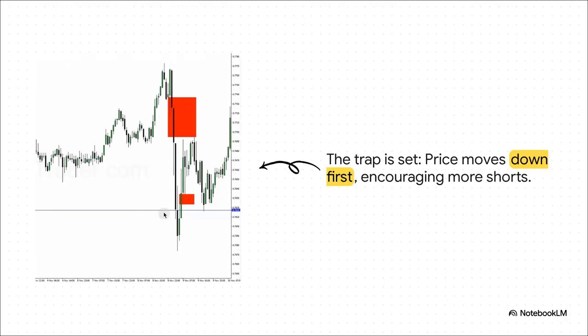Now watch what the algorithm does first. It moves the price down, away from the stops. It dips into that lower fair value gap, hits a bullish order block. And this move is just brilliant. Why? Because it makes all those retail traders who are shorting the double top feel like they're geniuses.